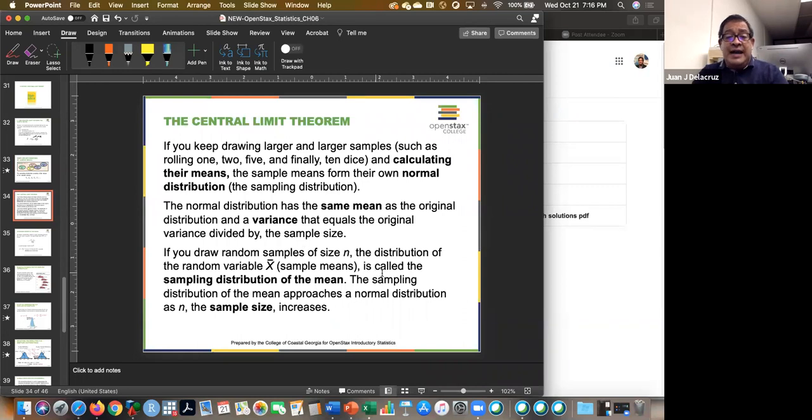If you draw random samples of size n, the distribution of the random variable x, which is the sample means, is what we get when I draw my samples, take the mean of each, and then take the mean of all the means. This is called the sampling distribution of the mean. The sampling distribution of the mean approaches a normal distribution as n, the sample size, increases. Once again, that is a very good principle.